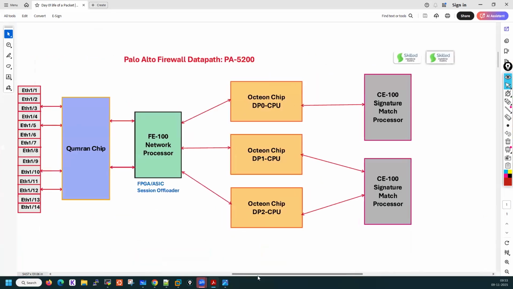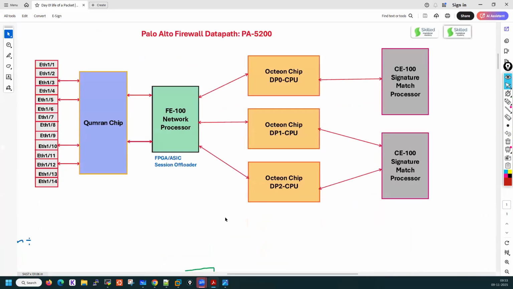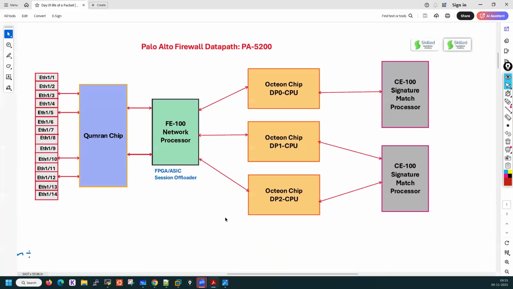Let me know if you are able to see this particular data path. No. So what I'll do, I'll take a reference from this data path and I'll also take a reference from here.